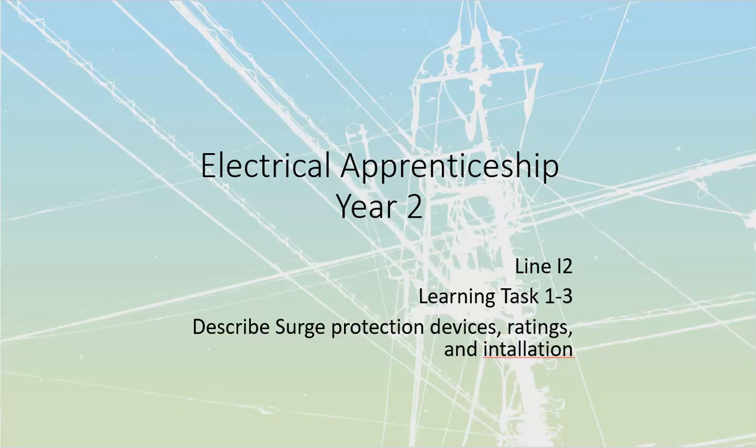All right, line I2. We're going to go through all three learning tasks for this one because they're also very closely related and really just describing the same thing. So this is going to be learning tasks 1 through 3, which are going to be describing surge protection devices, ratings, and installation, which is supposed to say installation, but, I teach electrical because clearly I'm not here to win any spelling prizes. All right.